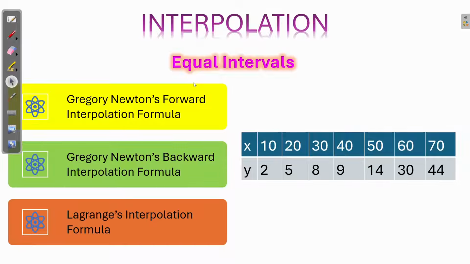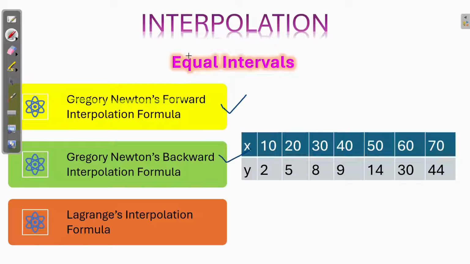Particularly, we discussed earlier interpolation for equal intervals. We have the following formulae. One is Gregory-Newton's interpolation formula. The second one is Gregory-Newton's backward interpolation formula. So forward and backward, mostly we are going to use here. As I told you already, for Lagrange's interpolation, I have posted a separate video. Please go through that. Now come to the topic.